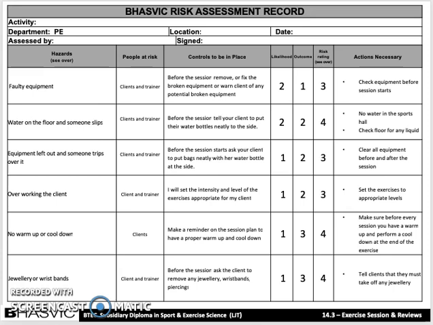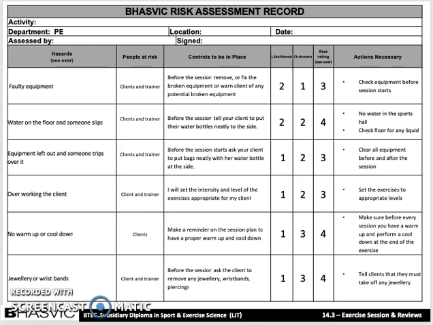Overworking the client. People at risk: client and trainer. Controls to be in place: I will set the intensity and level of the exercise appropriate for my client. Likelihood 1. Outcome 2. Risk rating 3. Actions necessary: set the exercises to an appropriate level.